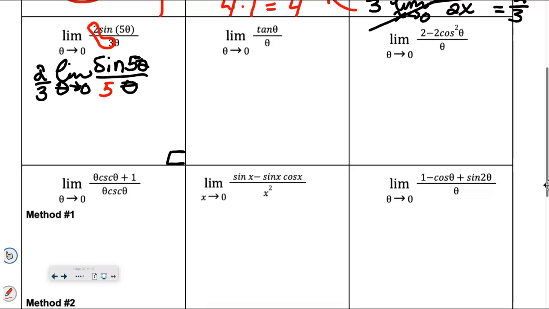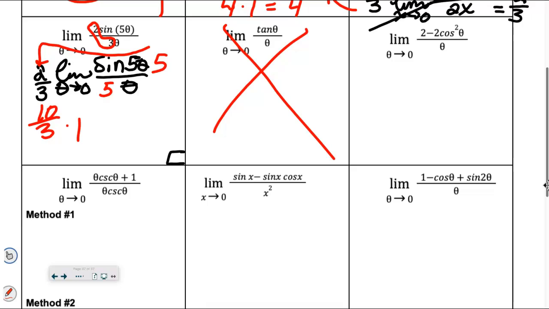We'll divide by 5 and multiply by 5. Bring the constant out front, and then we'll have 10/3 of the one we like, which goes to 1, and my answer is 10/3. Okay, we're going to save that one. The next one looks a little weird. It doesn't have that sine in it, but it does have my cosine squared.